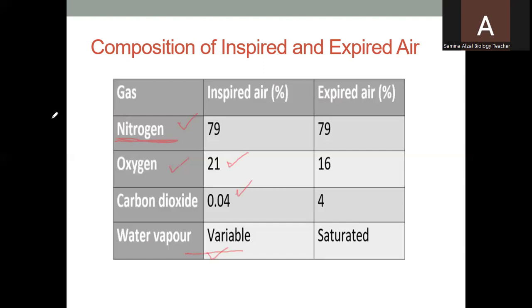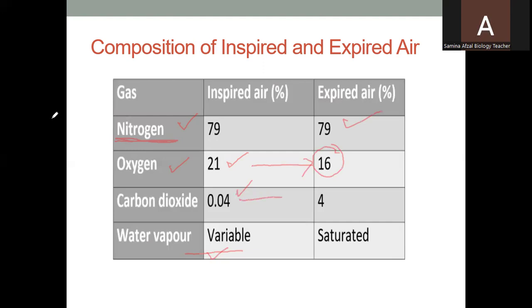So when we expire the air, the percentage of nitrogen remains the same, that is 79%. There is no use of this gas in the body. Oxygen is used up in the body for respiration. So only 16% of oxygen is present in the expired air.